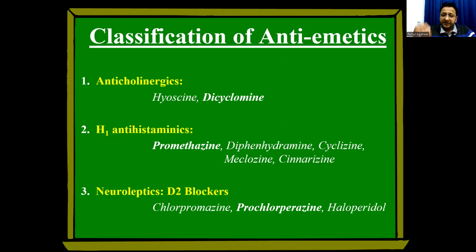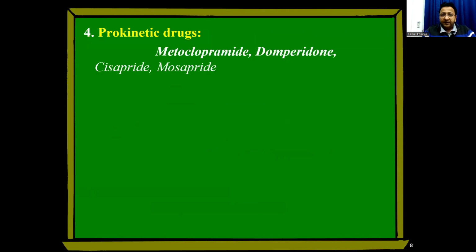Neuroleptics, D2 blockers: these neuroleptics we will cover in the antipsychotic part. But here, because there is a D2 receptor, chlorpromazine, prochlorperazine, haloperidol. These D2 blockers act in low dose. At high dose, they act as antipsychotic drugs. Then another agent, the prokinetic agents: metoclopramide, domperidone. These are also D2 blockers, but they have some other activity more than the D2 blockers, so that's why they are not written under the neuroleptics. So metoclopramide, domperidone, cisapride, mosapride.